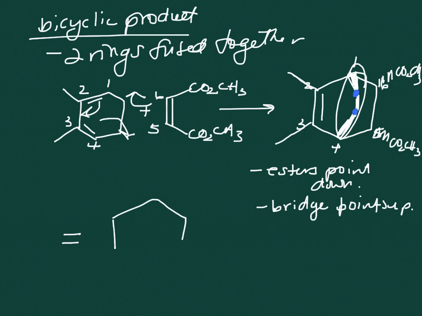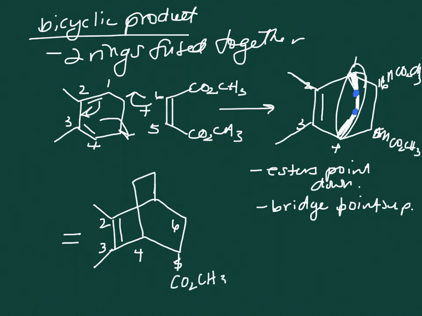we would put the cyclohexene planar. Okay, 1, 2, 3, 4. Here's our bridge of 2 carbons. This is 5 and 6, and the ester groups would be pointed down. This down configuration is called the endo configuration, and it is favored because we have orbital overlap.